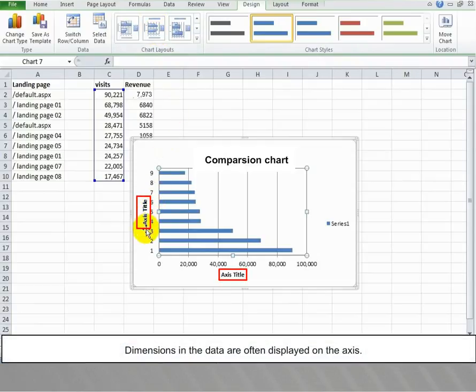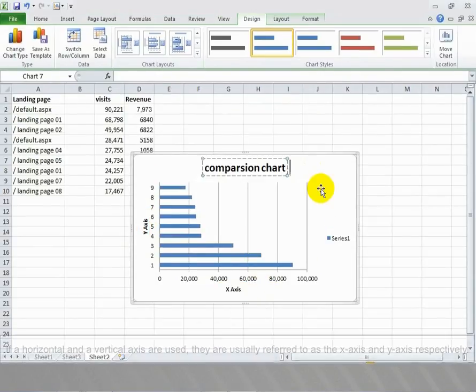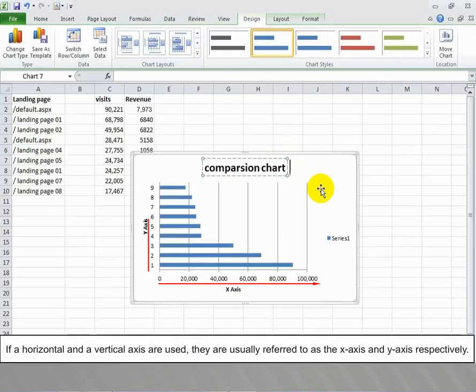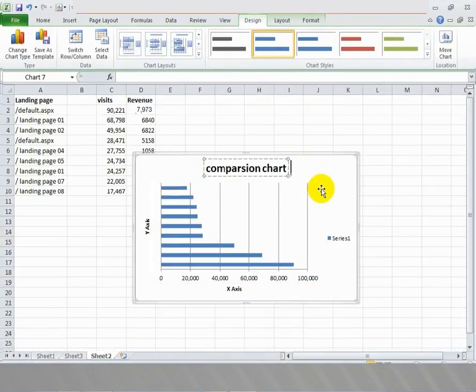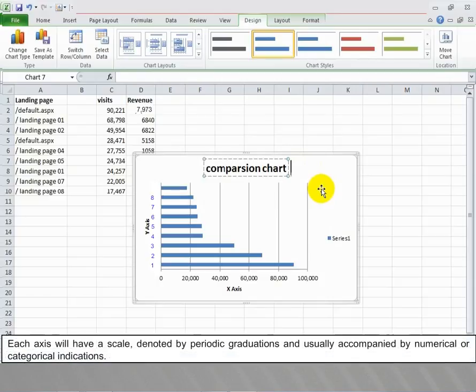Dimensions in the data are often displayed on the axis. If a horizontal and a vertical axis are used, they are usually referred to as the x-axis and y-axis respectively. Each axis will have a scale denoted by periodic graduations and usually accompanied by numerical or categorical indications.